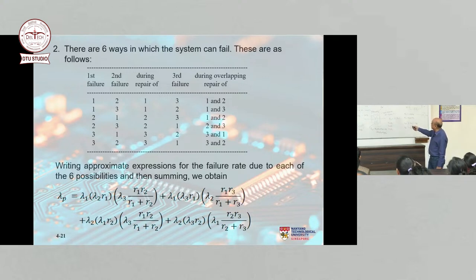It has gone to the next page, so we can't do that. Let's use the fourth one here. First failure, component 2, lambda 2. Second failure, component 3, during the repair of component 2. Third failure, component 1, lambda 1, during the repair of 2 and 3, R2, R3 over R2 plus R3.